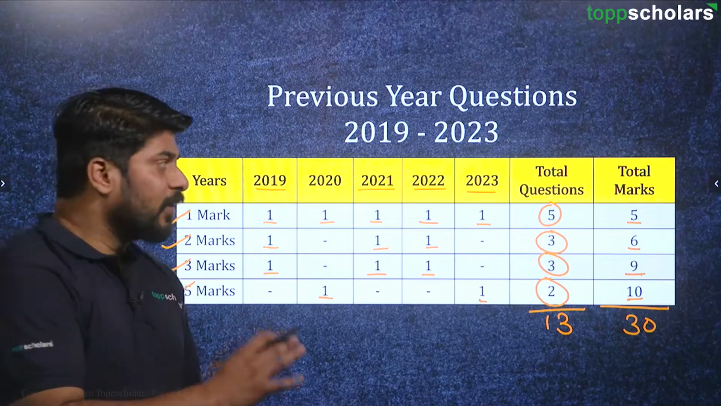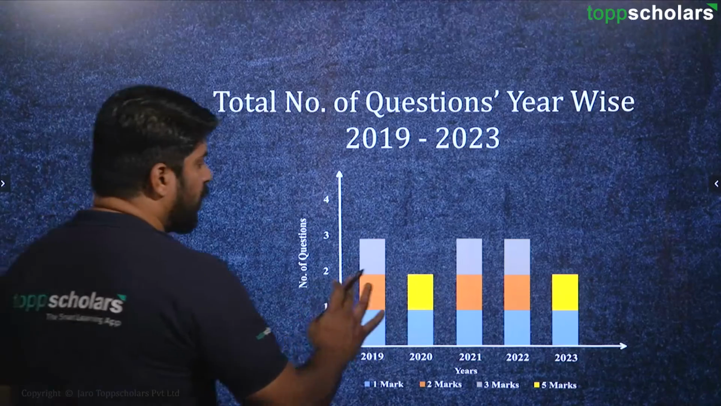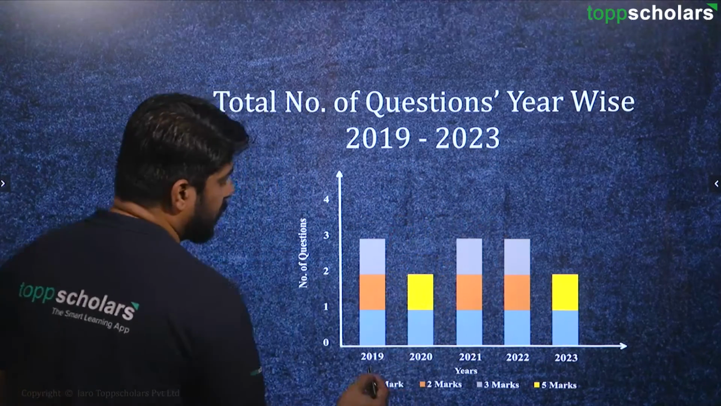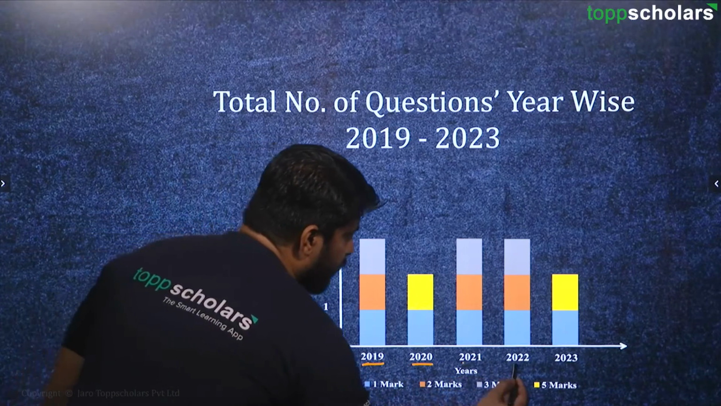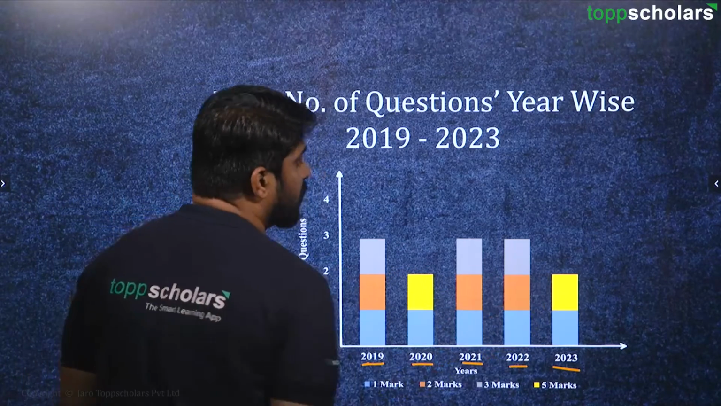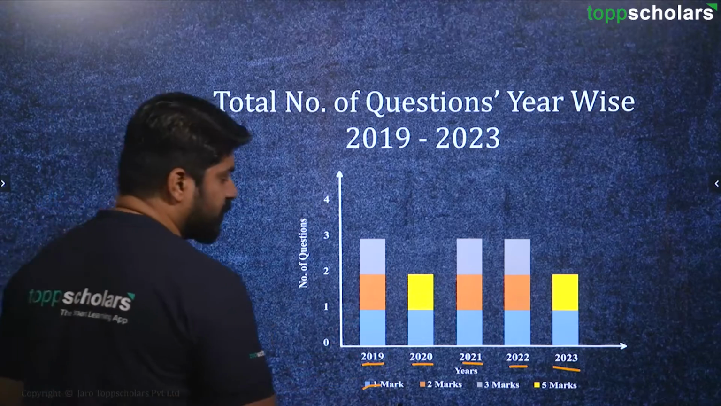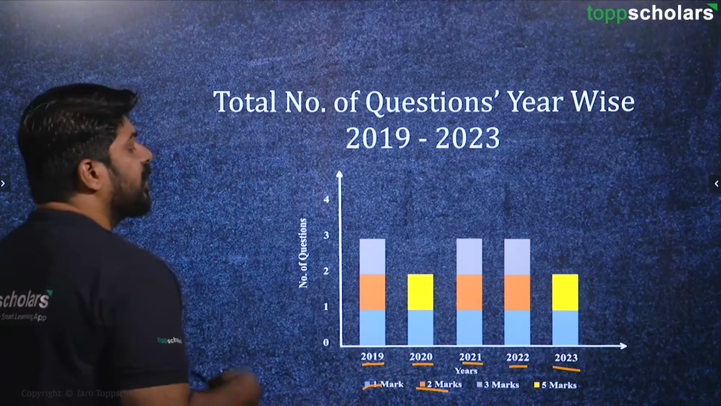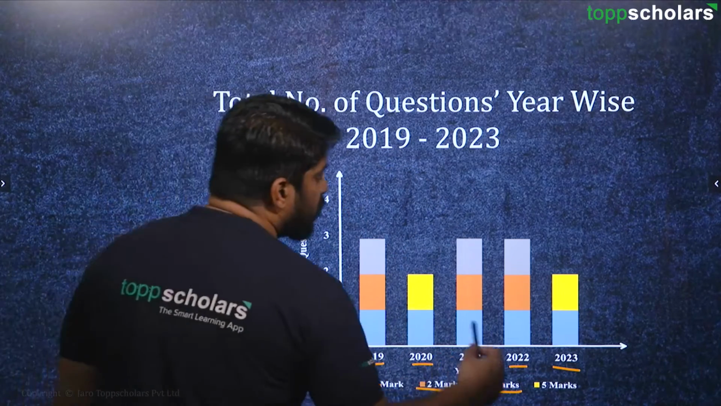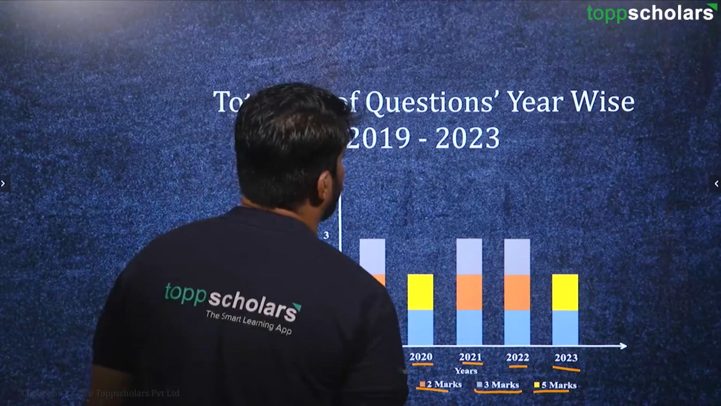Now let's have a look at this same data in another way. This is a graph which is indicating the same data in graphical form. You can see over here in each year 2019, 20, 21, 22 and 23 how many questions for different marks were asked. This blue color indicates 1 mark questions, orange color indicates 2 mark questions, this gray color indicates 3 mark questions, and this yellow color indicates 5 mark questions, right?